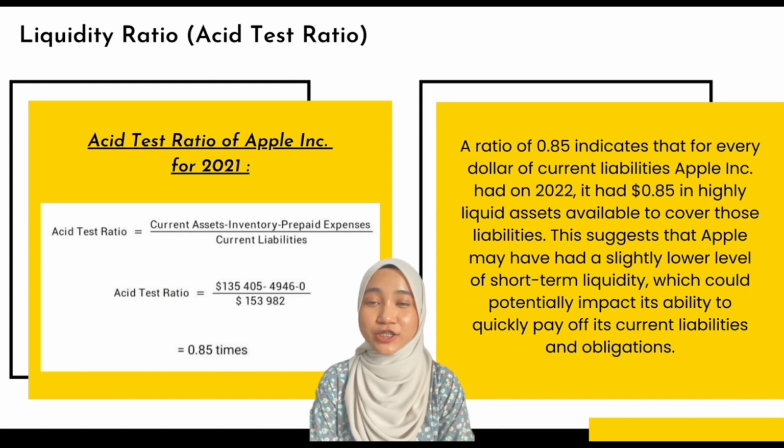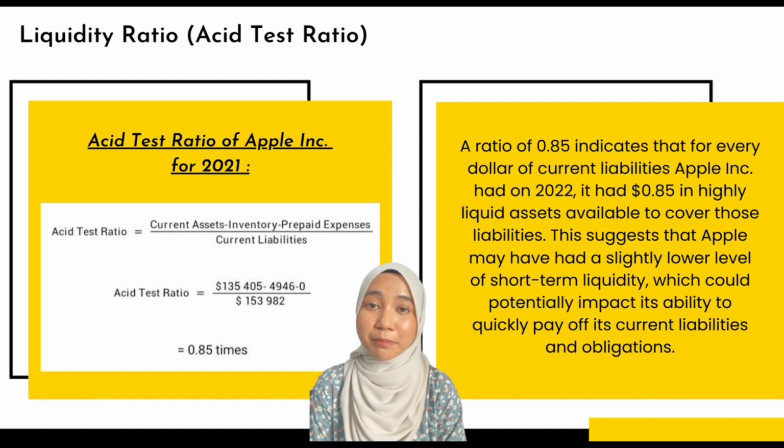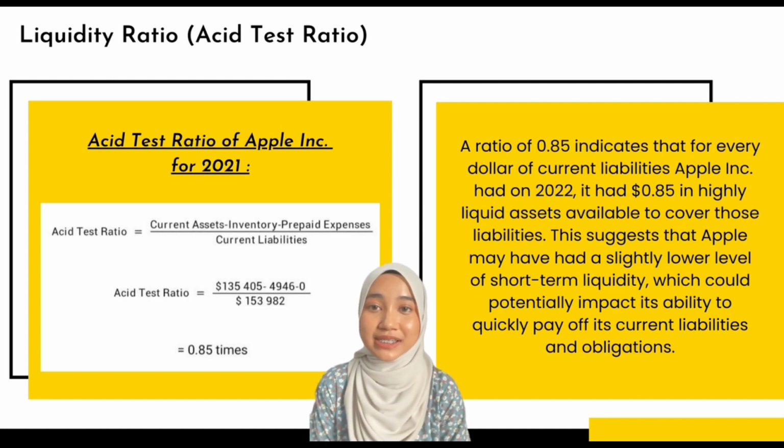Comparing the asset test ratio for Apple of 0.85 times in 2022 and 1.02 times in 2021, we can observe a decrease in the ratio over the year. This suggests that in 2022, Apple may have had relatively lower liquid assets compared to its short-term liabilities, indicating potentially reduced short-term liquidity compared to the previous year.